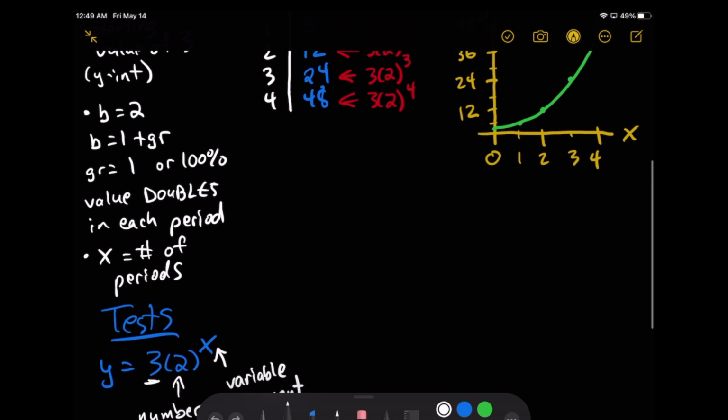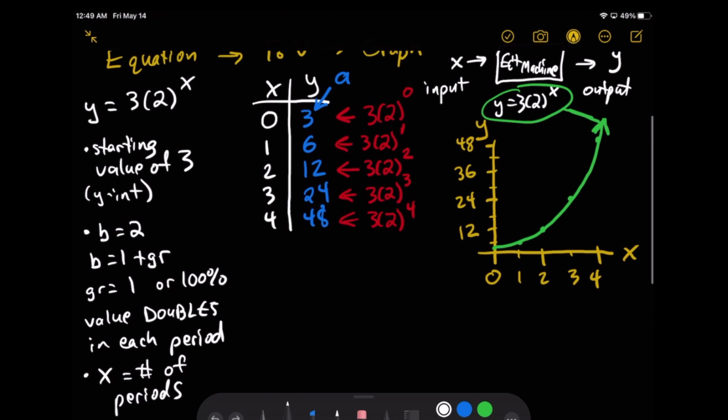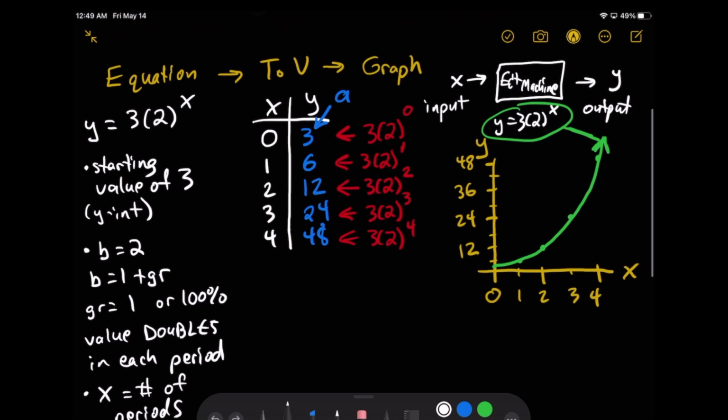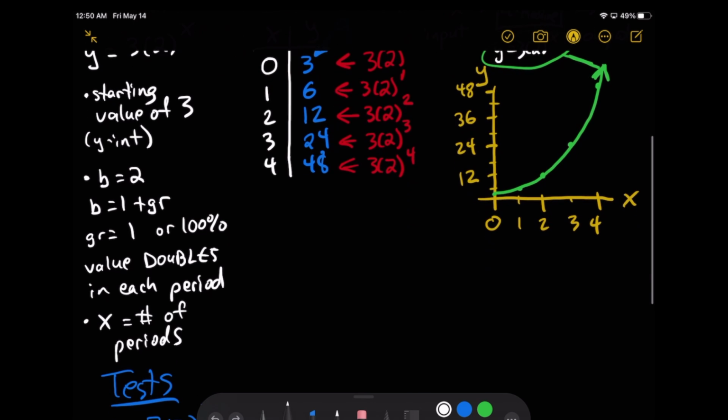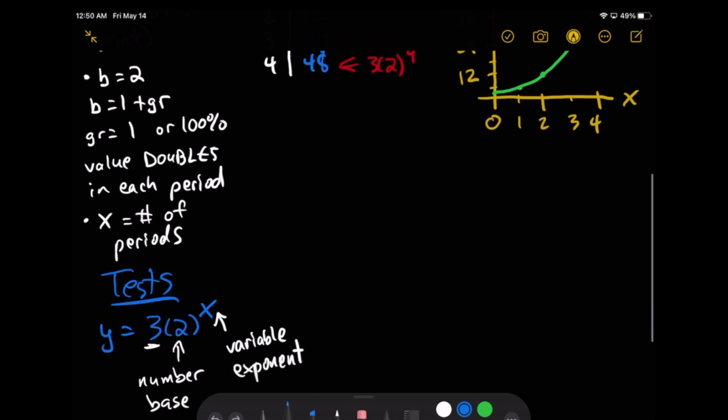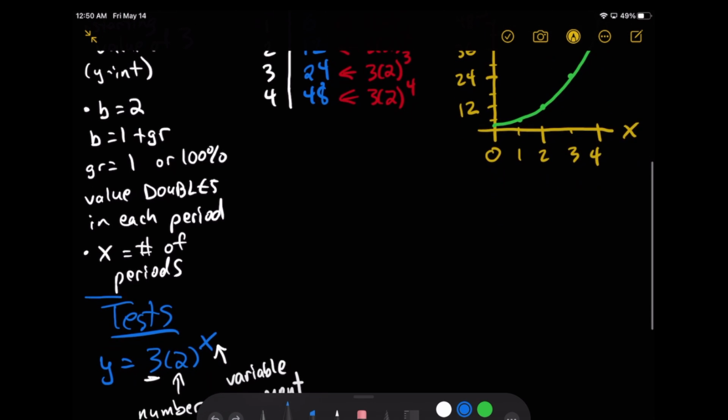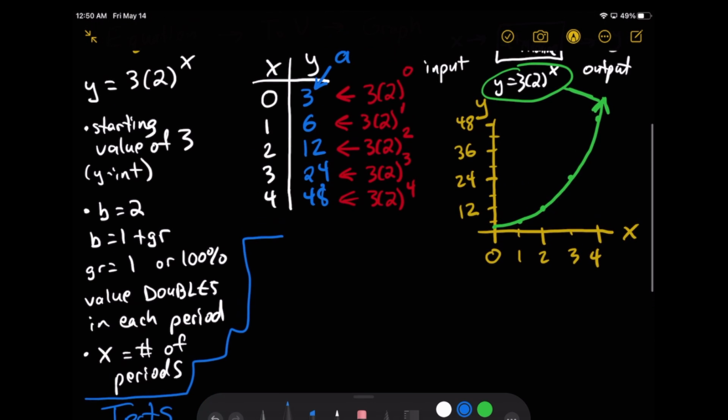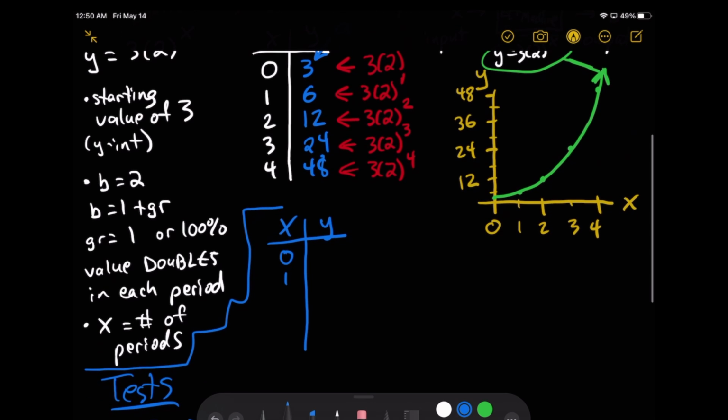Our second test is kind of like our first difference test. So I'm actually going to rewrite our table here rather than erasing my work, and we'll do our test right here. Blue will be for our test. Let's rewrite our table real quick so we know where the values came from. I'm just copying it down so I can work on it without destroying our original. 3, 6, 12, 24, 48.